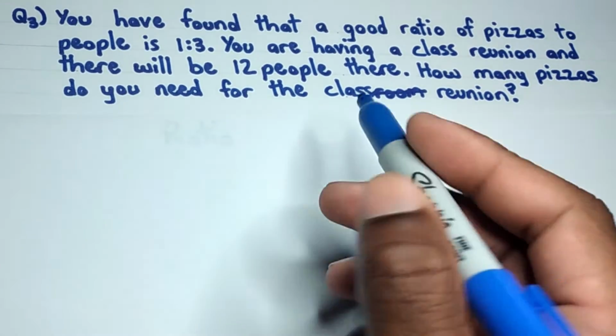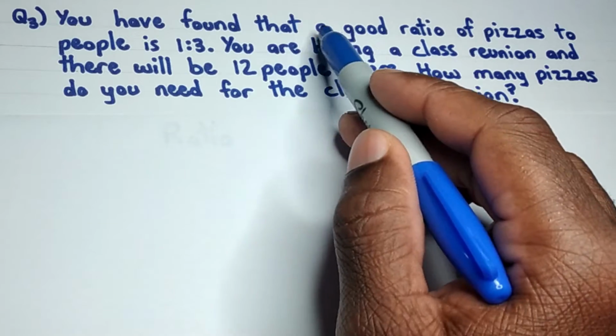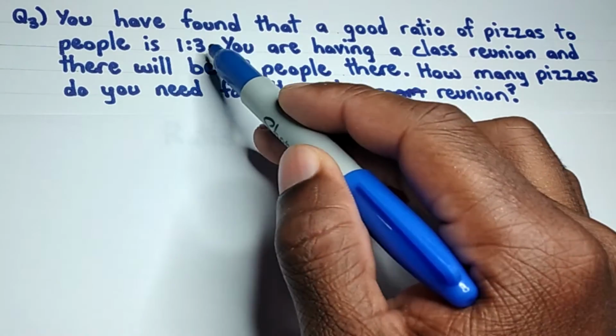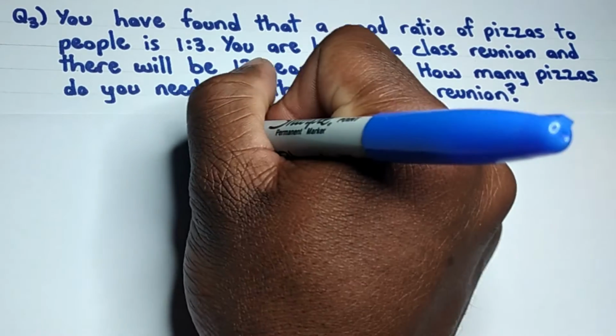So first thing first, we need to identify the two variables. All right, so remember the outline that what? A good ratio of pizzas to people is 1 to 3. All right, so pizzas to people. So the two variables would have been what?